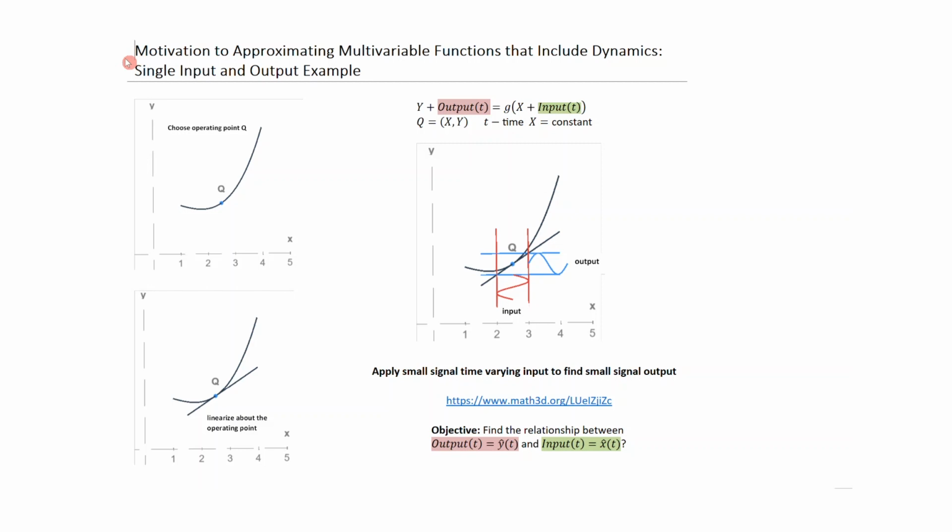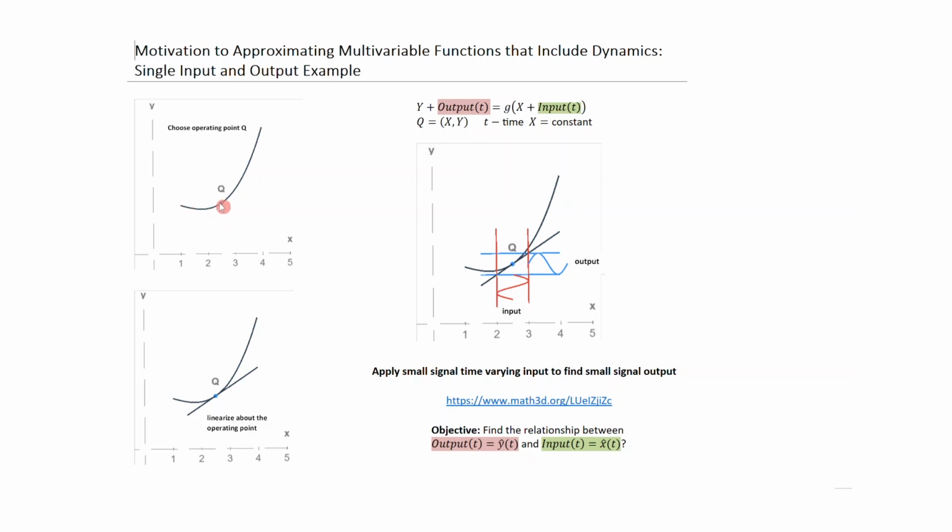All right, so now let's consider the motivation to approximating multivariable functions that include dynamics, which means that we're saying that something is a function of time. In this case, we're going to be looking at a single input and an output example. The graph on the left at the top here basically shows a relationship between y and x. X we're going to call a state variable, y we're going to call the output.